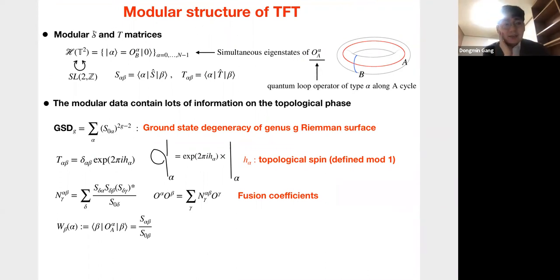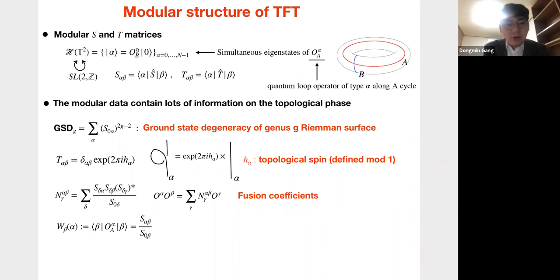So modular data consist of the modular S and T matrices. This can be studied by considering the Hilbert space on a torus in topological field theories. This Hilbert space has a finite dimension, and it can be excited by the insertion of loop operators wrapping the B cycles.